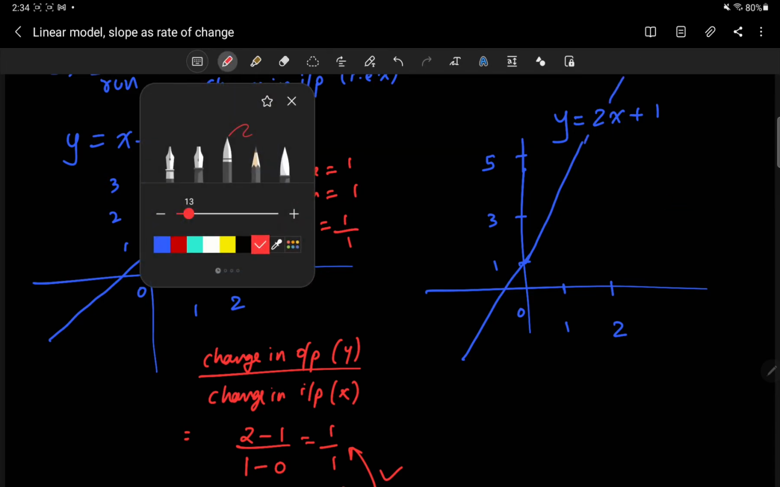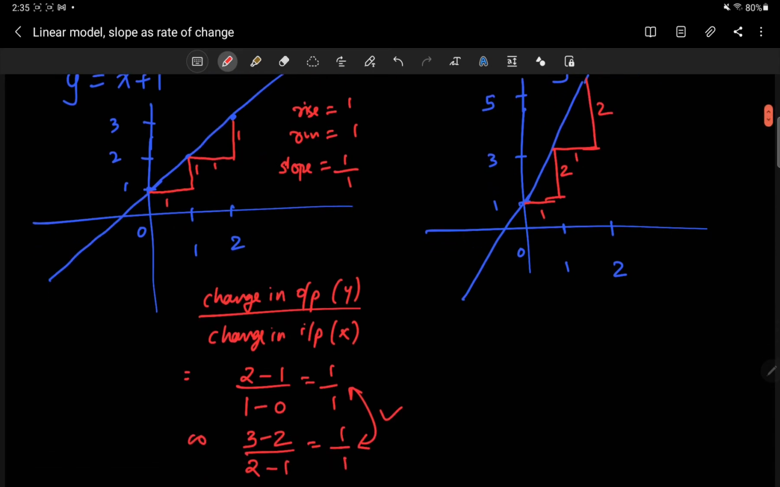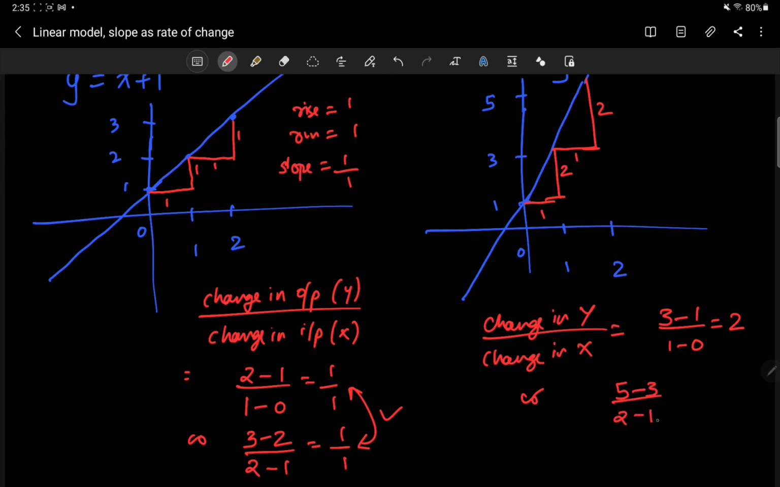And in fact, now if I look at the change between 0 and 1, the rise is 2. And between 1 and 2, again, the rise is 2. So here, the change in y over change in x, this is 3 minus 1 over 1 minus 0, which is 2. Or it is 5 minus 3 over 2 minus 1, which is also 2.